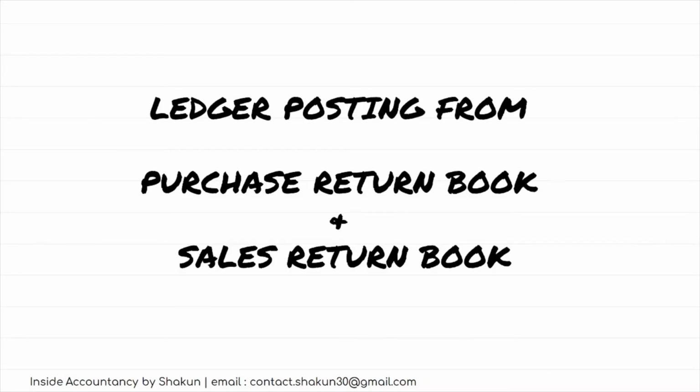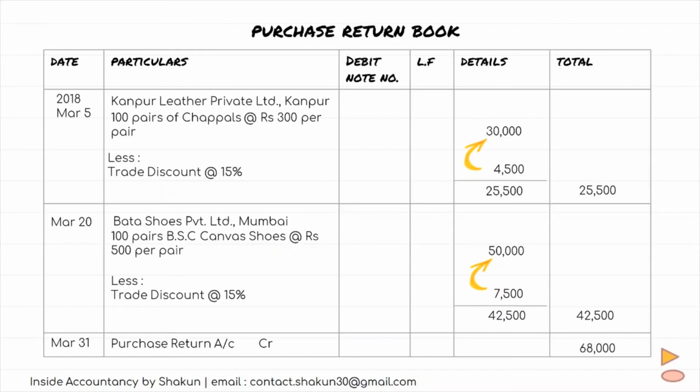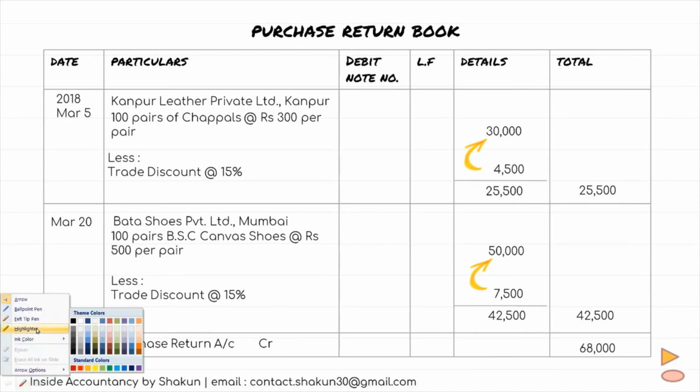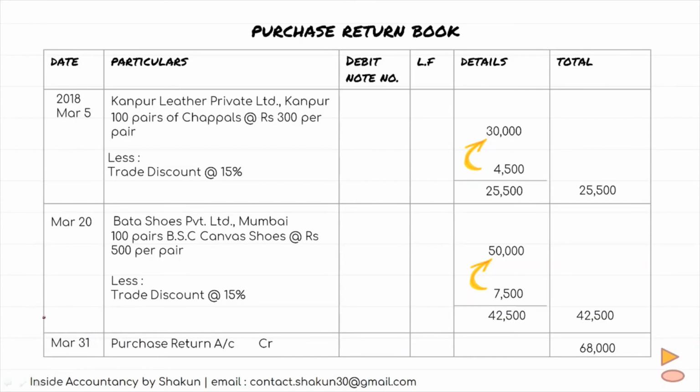Okay, so if in the same question we were asked to do ledger posting from the purchase return book and the sales return book, then how can we do that? So let's go back to the purchase return book. So this was the solution which we had just found out, and this is how your purchase return book looks. Now, in this book, first of all, you should understand that what is the balance of the book that you are making.